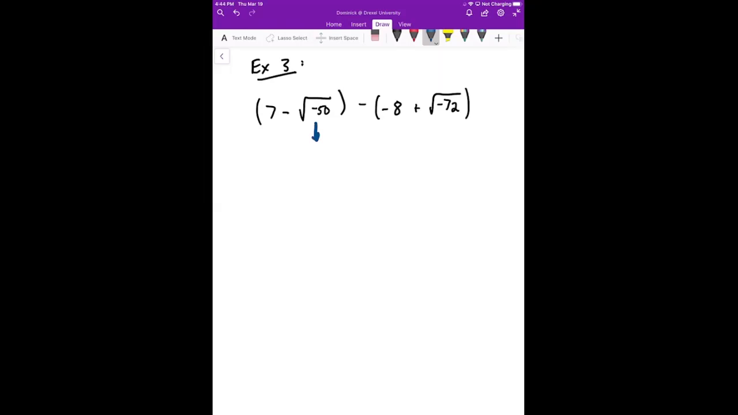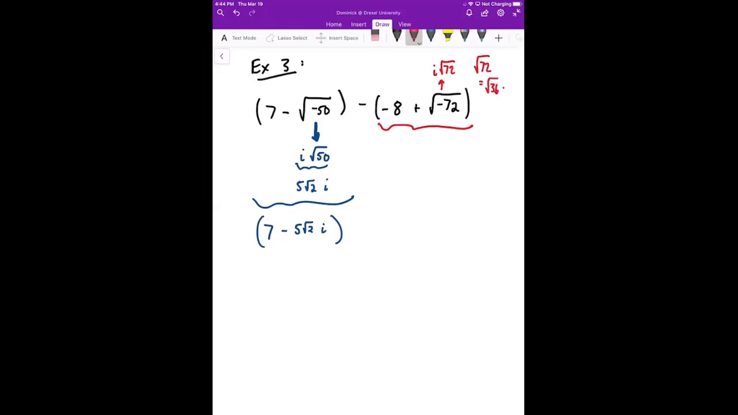So this we can think of as i square root of 50. And we actually did that earlier. We said that that comes out to be 5 square root of 2 times i. So this whole first part will give us 7 minus 5 square root of 2 times i. And then we want to do the same thing for this part. We can think of this as i times square root of 72. And of course, 72 you can think of as square root of 36 times square root of 2. So that's 6 square root of 2. So now this number we can write as -8 plus 6 square root of 2 i.